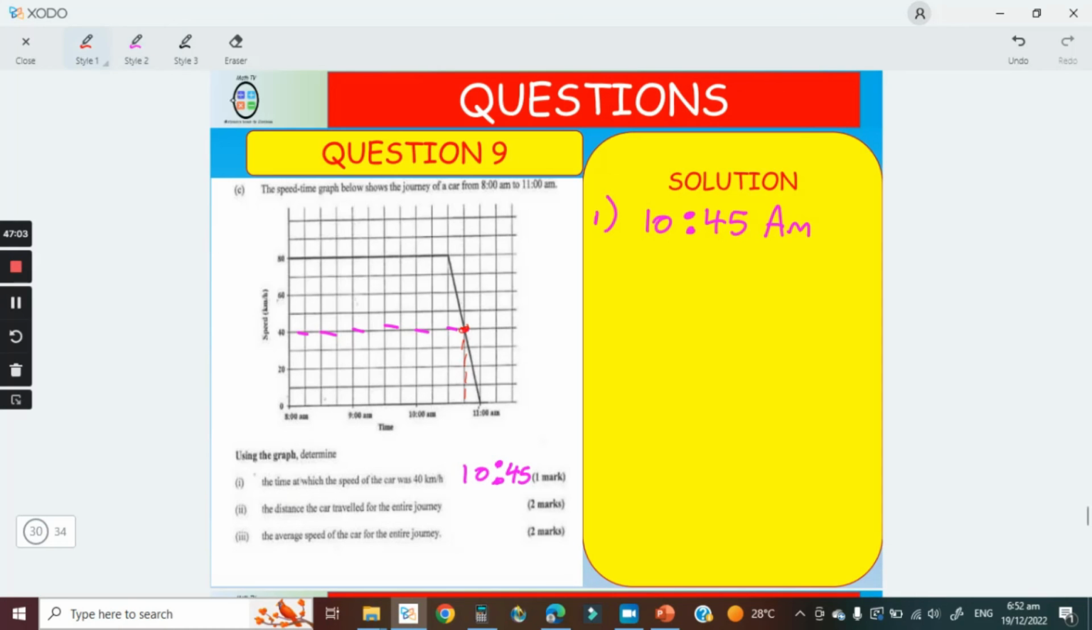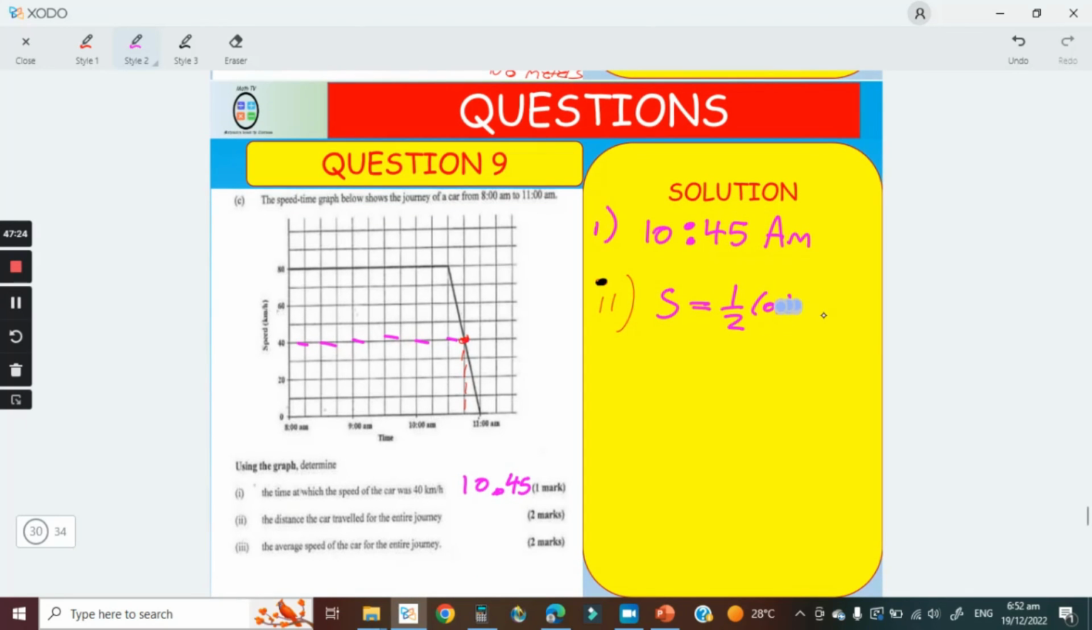Next part, we need to work out the distance the car traveled for the entire journey. No problem. First thing, distance is what? The area under the graph. How many times are we going to say it? So we need the entire area under the graph. This again is a trapezium. How do you find the area of a trapezium? It's half the sum of the parallel sides multiplied by the perpendicular height.